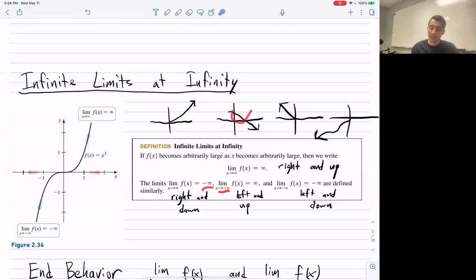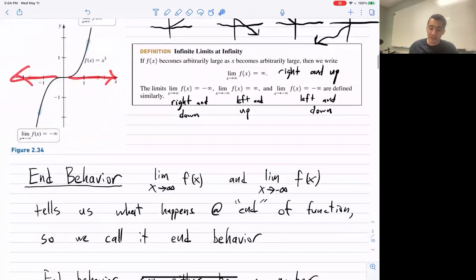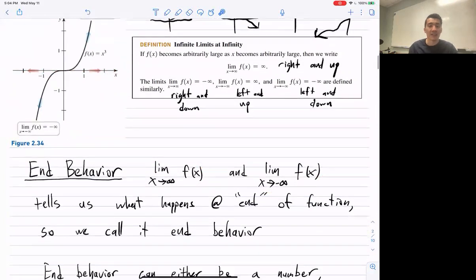If you go to negative infinity, it's positive, that's that one. And if you go to negative infinity, it's negative, that's this one. And so those are the four cases. This is called end behavior. End behavior is what's happening as you move really far to the right or really far to the left. The limit as x approaches infinity of f of x and the limit as x approaches negative infinity of f of x are called end behaviors of a function.